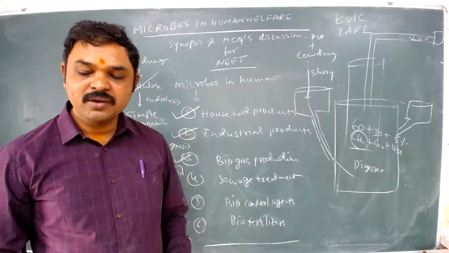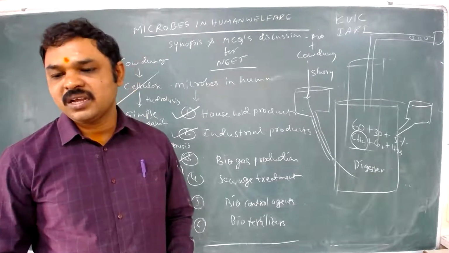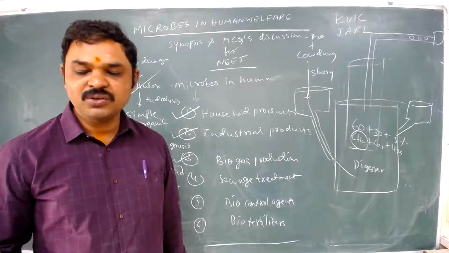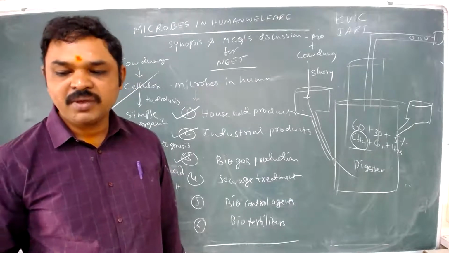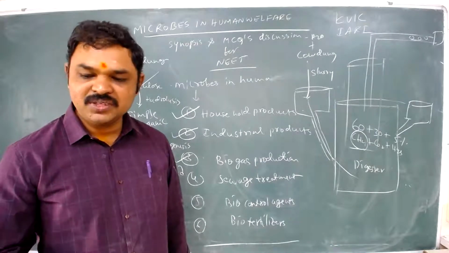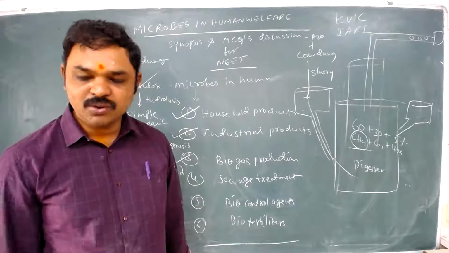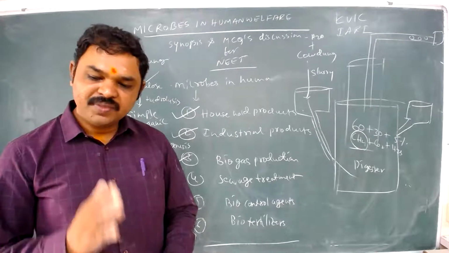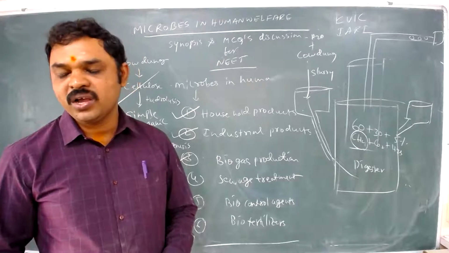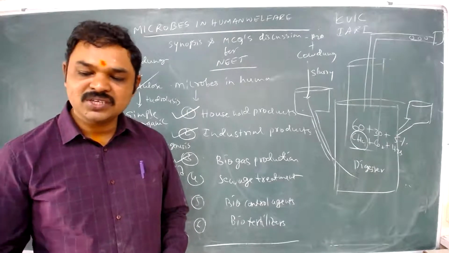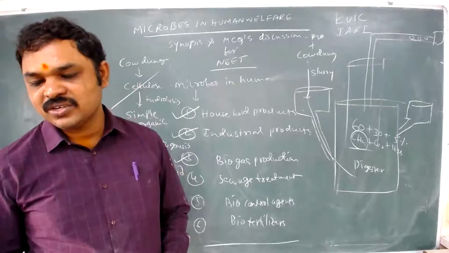In the digester, what would be there? Methanogenic bacteria. Why? Because cow dung is the source of bacteria. Methanogenic bacteria occur in cow dung because they live in the rumen of cattle, and they come out along with the cow dung. Under anaerobic conditions, the methanogenic bacteria degrade the cellulose of cow dung, which ultimately releases methane. Along with methane, CO2 and hydrogen sulfide are also released.